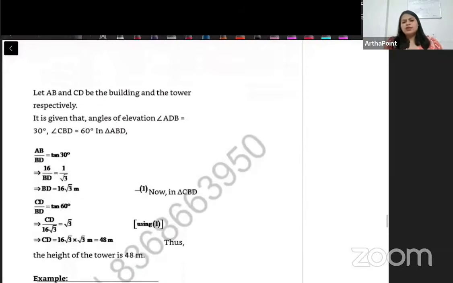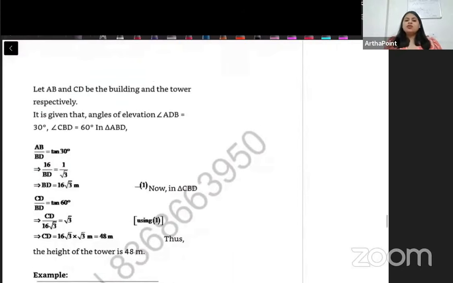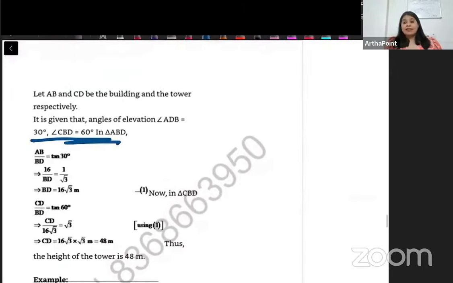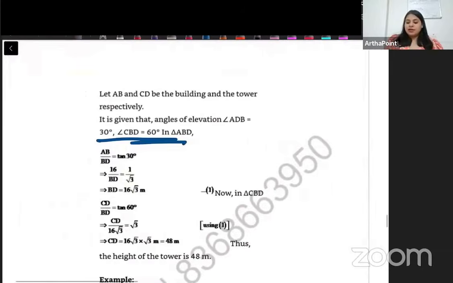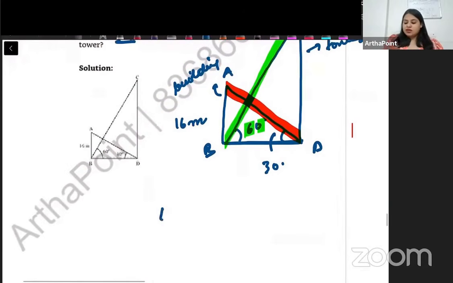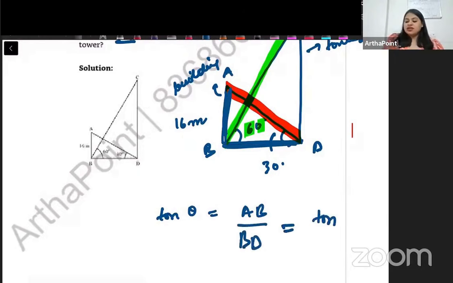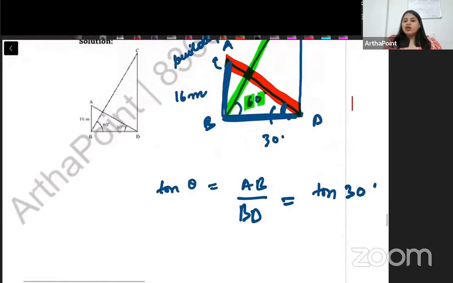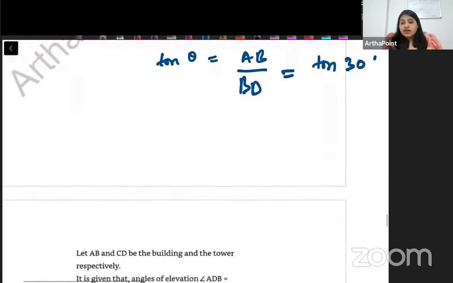So we will go ahead and use simple trigonometry here. We are given these 60 and 30 degrees. So I will find tan theta. Tan theta will be AB by BD. If I name this as A, B, and D and C, then tan theta will be AB by BD. And theta will be 30 degrees. So we know the value of tan 30, and we know the value of AB, which is 16. Only BD we don't know, right? So we can find BD.